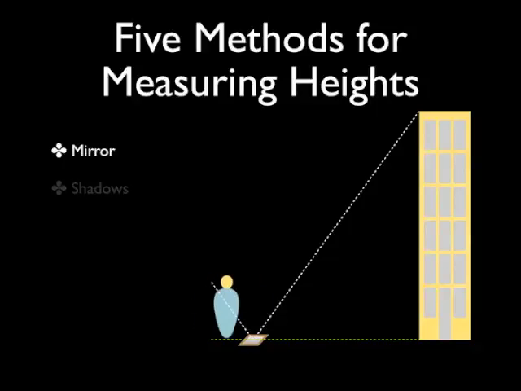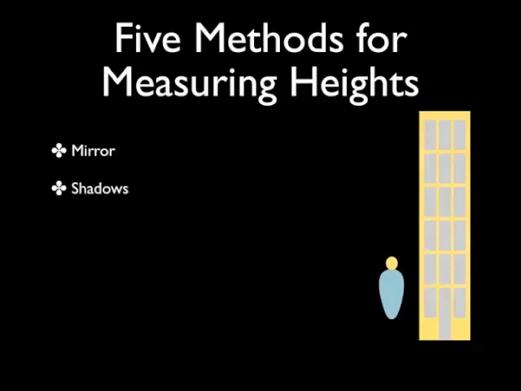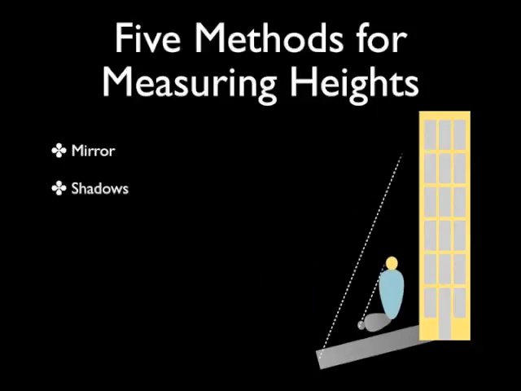There is shadows. This is where you stand near the object that you want to measure, and you measure your shadow. You have similar triangles between you and your shadow and the building's shadow and the building. The advantage to this is you do not need to be on level ground. However, the disadvantage is you do need sunlight.